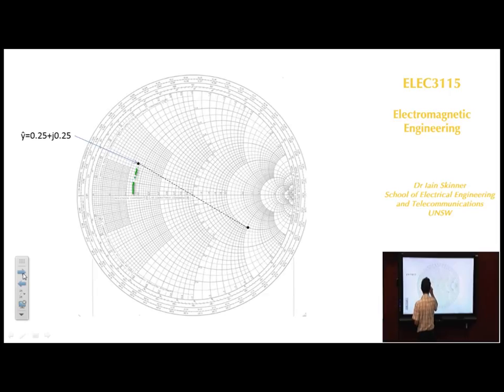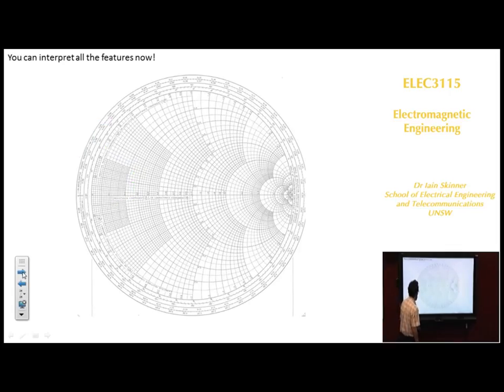Because we can look down here, this is on the circle 0.25 for R, and we follow out the circle 0.25j for the reactive part. And you can check with MATLAB and you find that you get exactly the same answer. So you're now able to interpret and use all the values on your Smith chart.